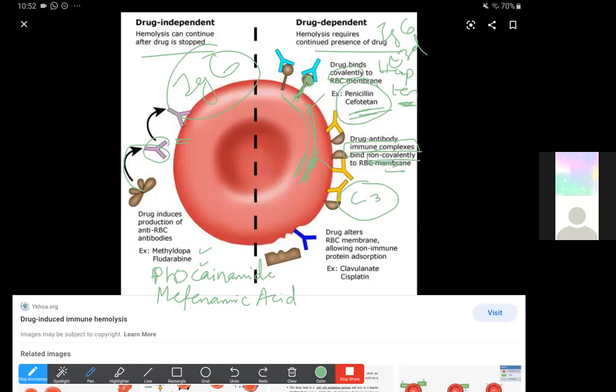And then we have this, so this is the autoimmune mechanism, and this is the immune complex mechanism, and then this is the covalent hapten mechanism, and this is the membrane modification mechanism, in which the drug alters the RBC membrane, allowing non-immune protein absorption. So this occurs classically with the cephalosporins and cisplatin and clavulanate, and also with ribavirin and interferon gamma.